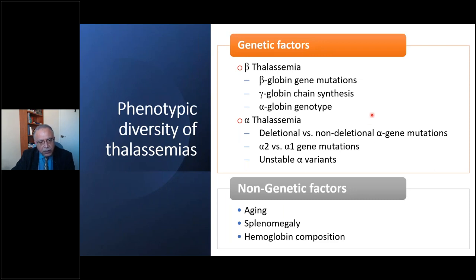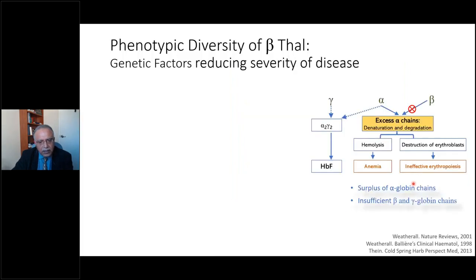And the genetic basis of the mutations that underlie thalassemia are responsible for the tremendous phenotypic diversity. We'll look at beta thalassemias, we'll look at alpha thalassemias, and then we will also pay attention to what are the non-genetic factors that influence the phenotypic diversity. Let's first start with beta thalassemia.